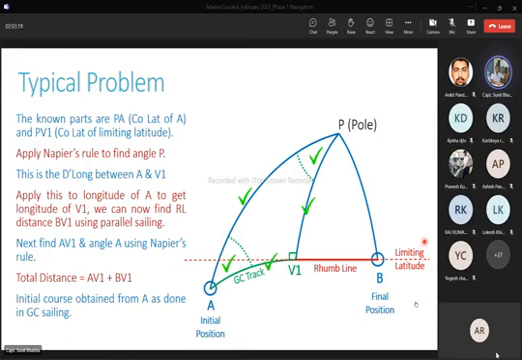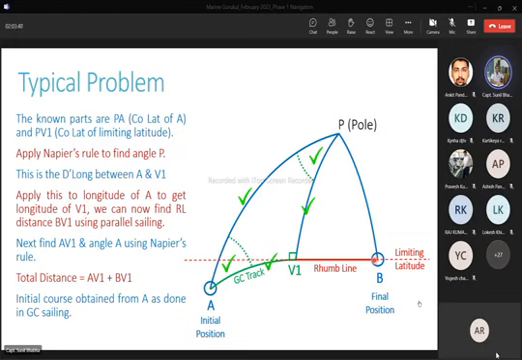If the vertex is going to be outside, that tells us that while going from A to B, the vertex is outside. So while going from A to B, we will never be crossing the limiting latitude. You see, the vertex which we have found out has come outside the triangle. So this tells us that if you move within this triangle PAB, the vertex being outside, you are not going to cross the limiting latitude in any case.